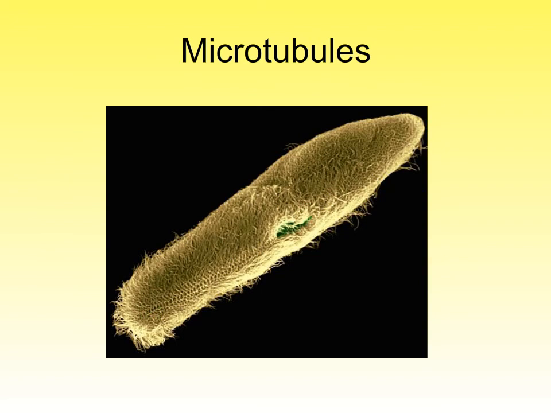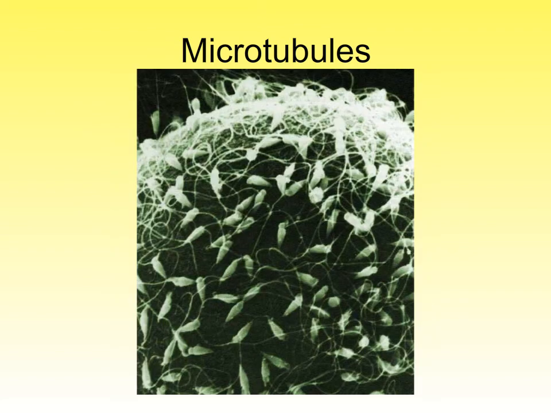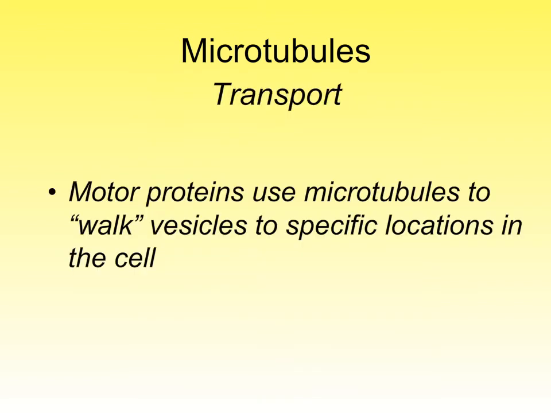This paramecium has many cilia that bend back and forth to allow the organism to move. And these sperm have only one flagellum that allows them to swim to the egg. Microtubules also act as highways that motor proteins walk on to transport vesicles in the cell. Let's see how that is done.